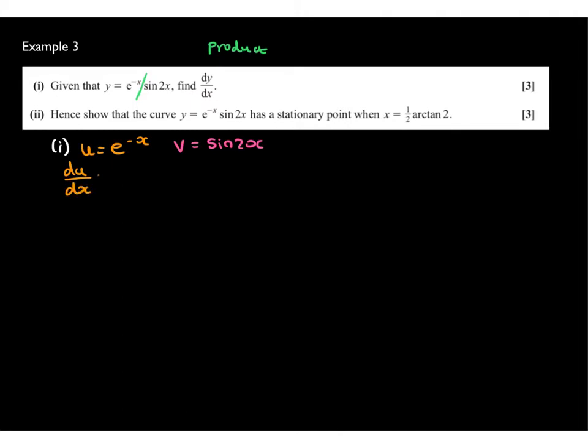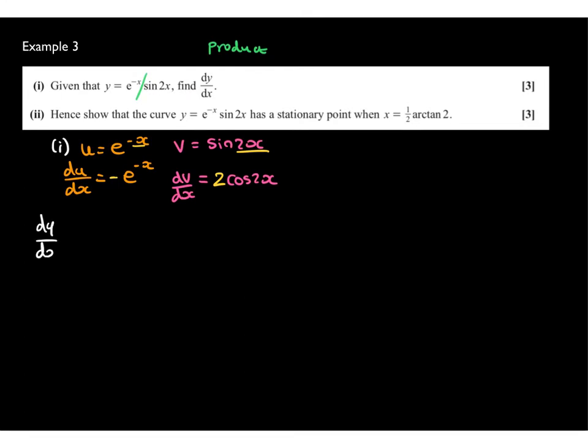So a bit of quick chain rule here. E to the negative x differentiates to e to the negative x multiplied by the derivative of the inner function, so it's negative 1. So negative e to the negative x. Quick chain rule here again for v, sine 2x differentiates to cos 2x multiplied by the derivative of the inner function, which is 2. Now, what is the product rule again? Let's remind ourselves.